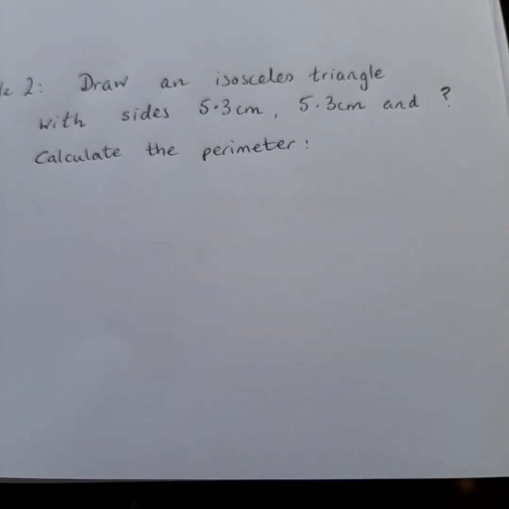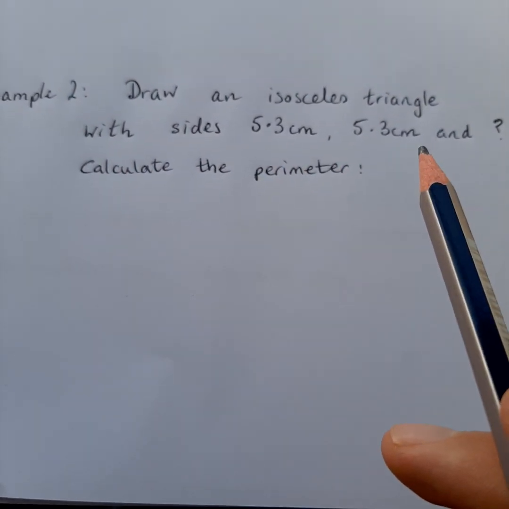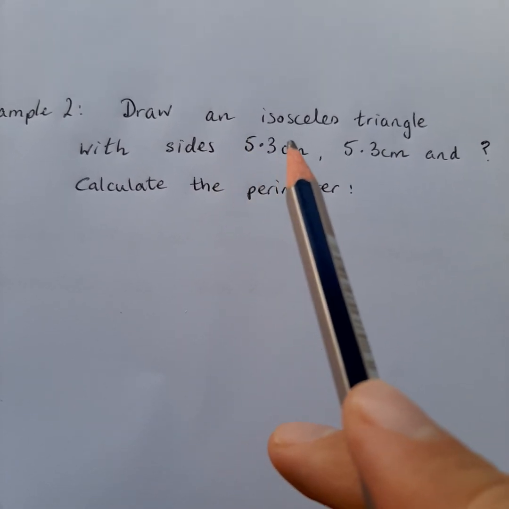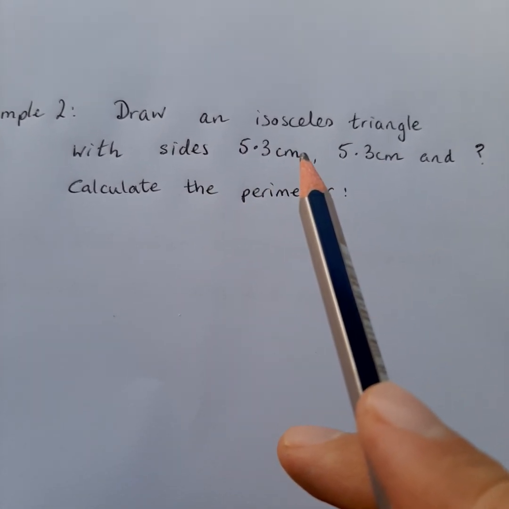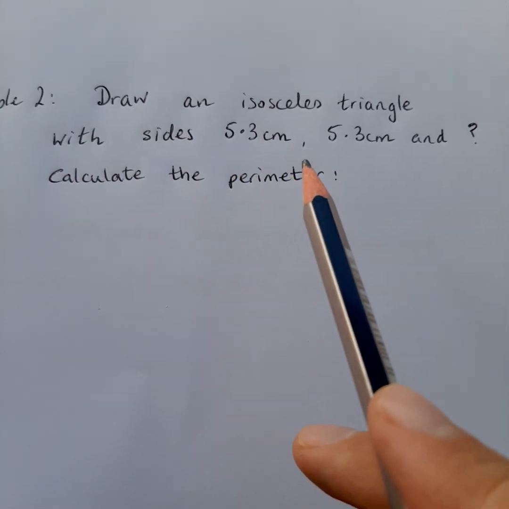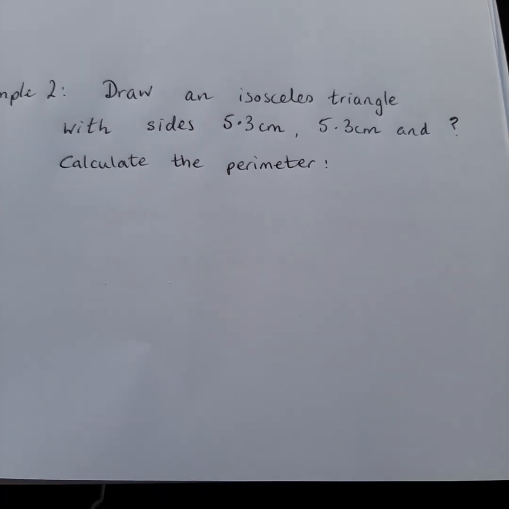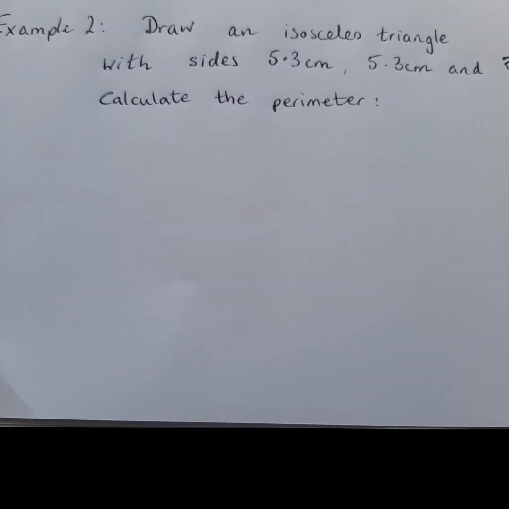Okay, then you might get something like this. Draw an isosceles triangle with sides. Well, a triangle has 3 sides. An isosceles, 2 of them are the same and 1 is different. So with sides 5.3 centimeters, 5.3 centimeters, and blank. Calculate the perimeter. So we're going to have to figure out what the last side will be ourselves.